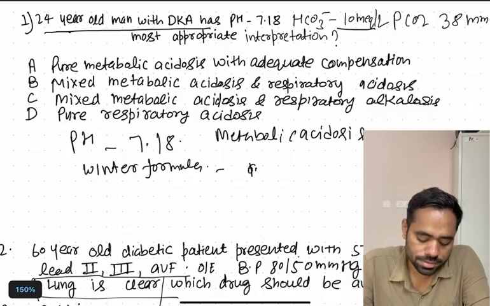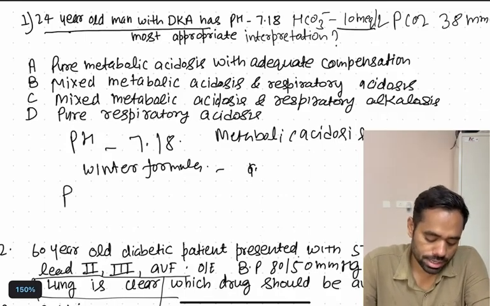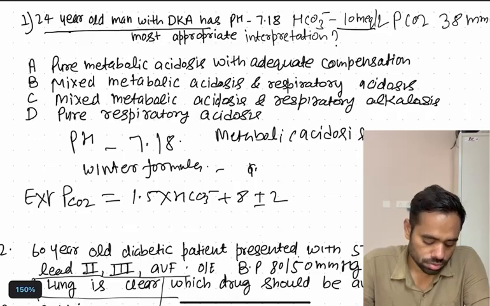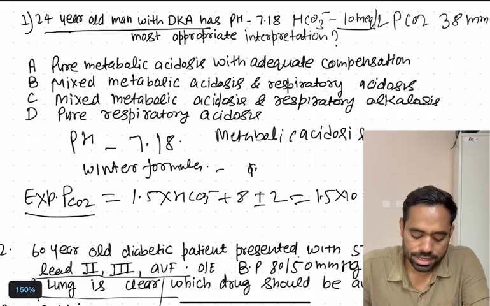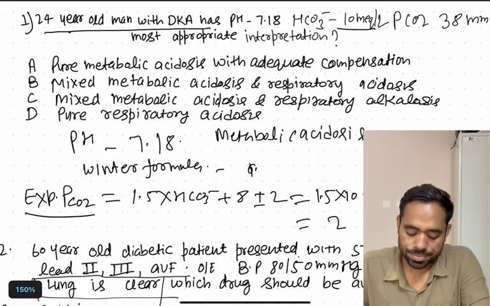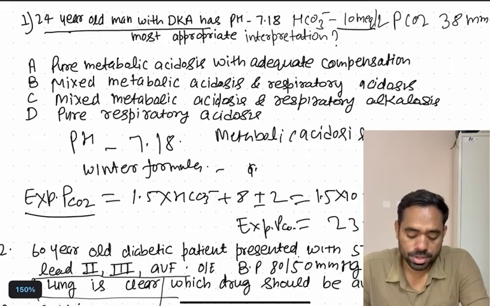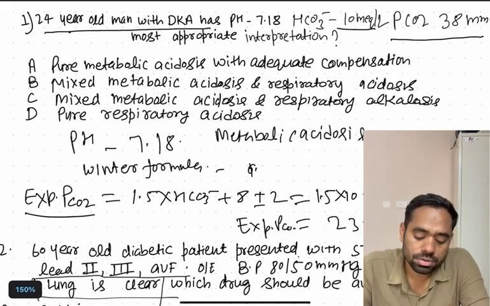So Winter formula is to see the expected PCO2. Expected PCO2 is equal to 1.5 into bicarb plus 8, plus minus 2. So expected PCO2 is equal to 1.5 times bicarb, which is 10, plus 8, plus minus 2. This comes to 23 plus minus 2. Okay, so expected PCO2 here is 23 plus minus 2. But the actual PCO2 in the question is 38.